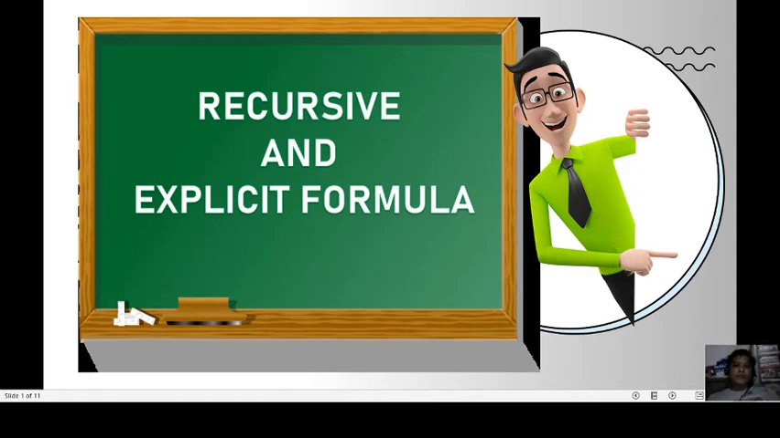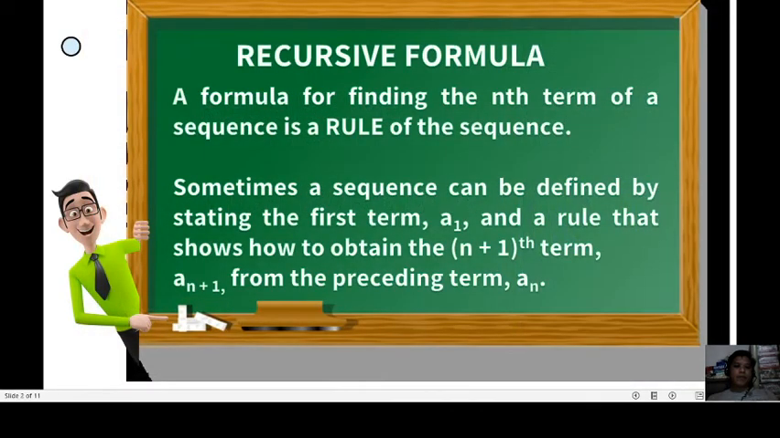So, in the last lesson, we discussed sequences: number sequences, finite, and infinite sequences. So now, let us discover recursive and explicit formulas. What is a recursive formula?